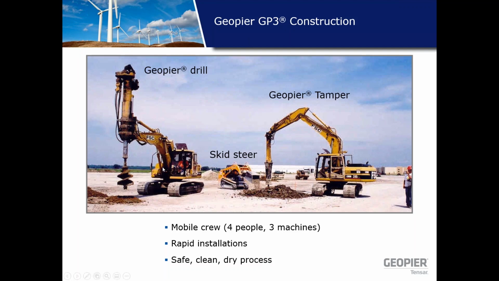So see on the left here, you have a excavator mounted auger, which augers out the holes. You have a skid steer, which delivers the aggregate to the hole locations. And you have a excavator mounted tamper, which creates the pier in the ground. And these go in the ground very quickly, and they're very safe and clean.